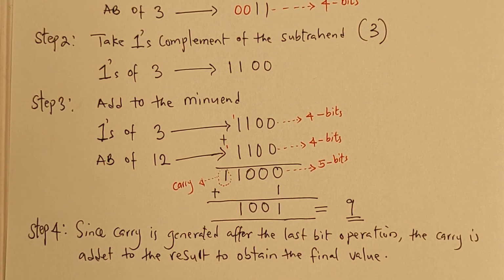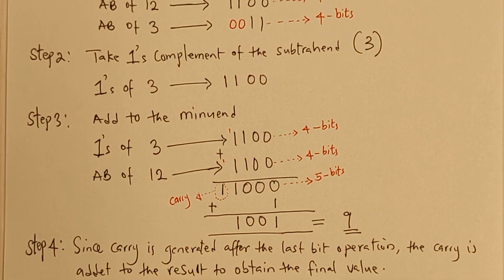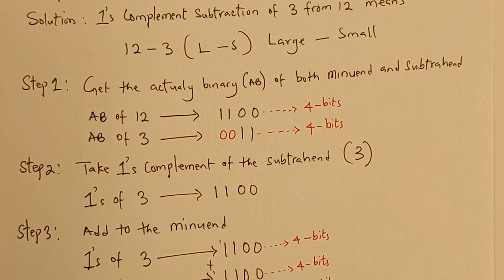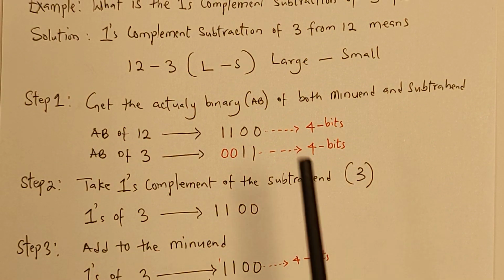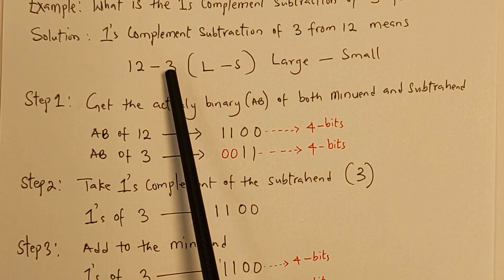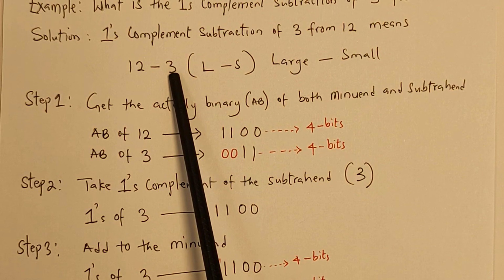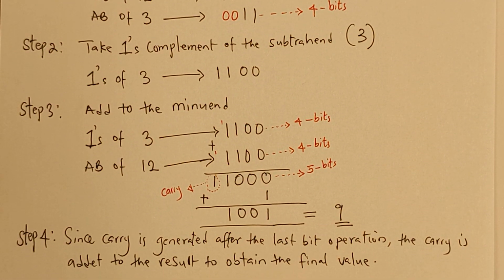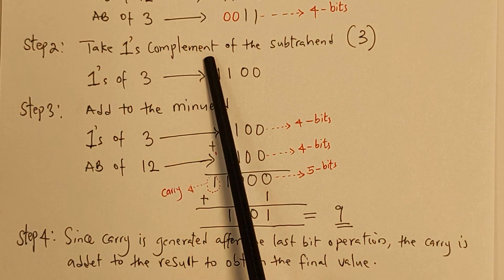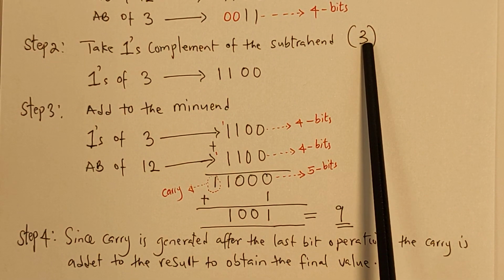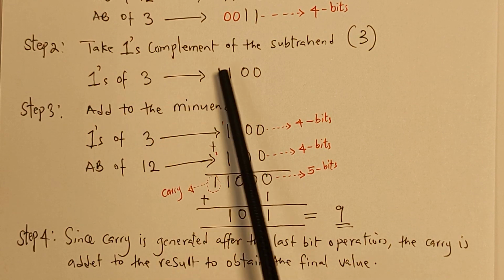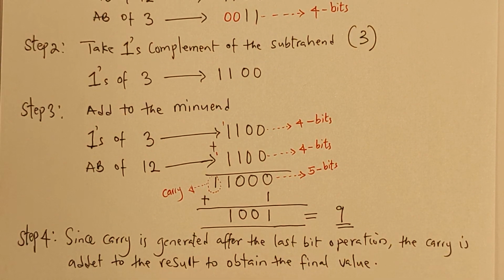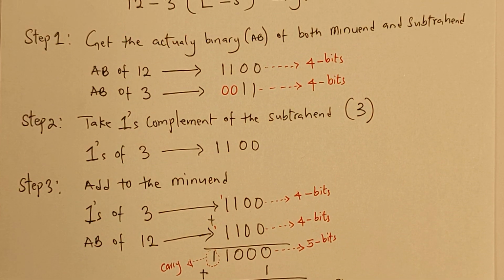So what is the subtract n at this point? The subtract n is nothing but the value 3. All right, so 3 at this point is the subtract n. So we need to take 1's complement of the subtract n. So take 1's complement of the subtract n, which is 3. Now 1's complement of 3 is nothing but taking the inverse value of 3.